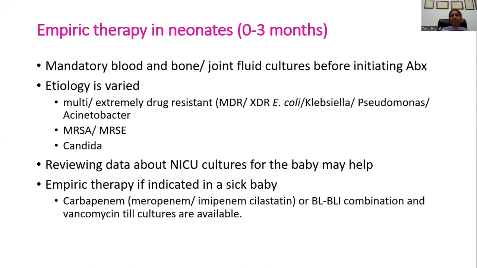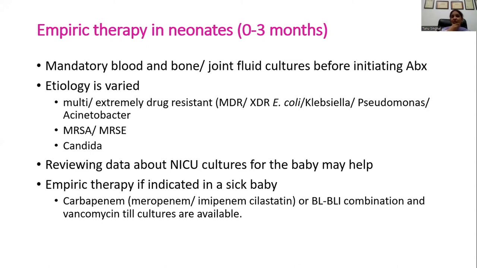Now, neonates are completely different. Here, it is really important to get your cultures before initiating antibiotics because the etiology is very varied. It can be multi-drug resistant or XDR gram-negative pathogens. It can be MRSA. It can be Candida. Fungal osteomyelitis is also very common.